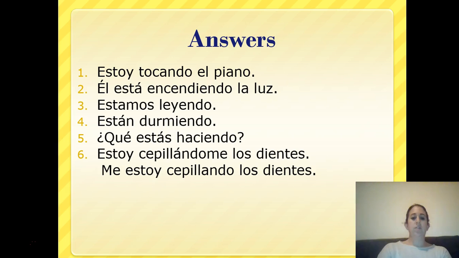And then number 6, you can either say estoy cepillándome los dientes, or you could have said me estoy cepillando los dientes. Again, that's just personal preference, whatever you feel most comfortable with. So please make sure that you jot down any questions that you have over the present progressive, sorry. And if you have any questions, please make sure that you ask those once we go over and practice in class. Gracias!